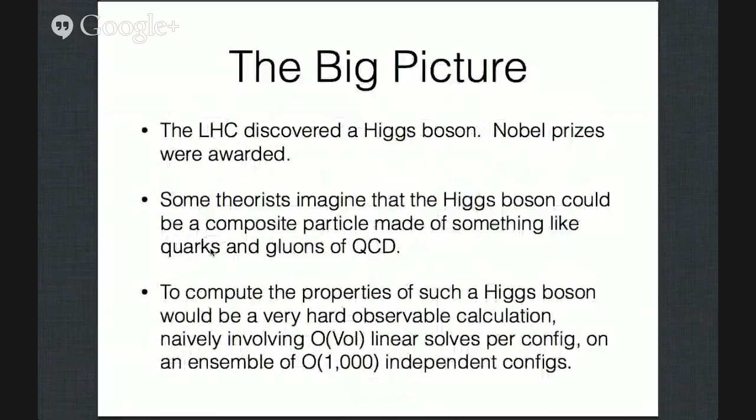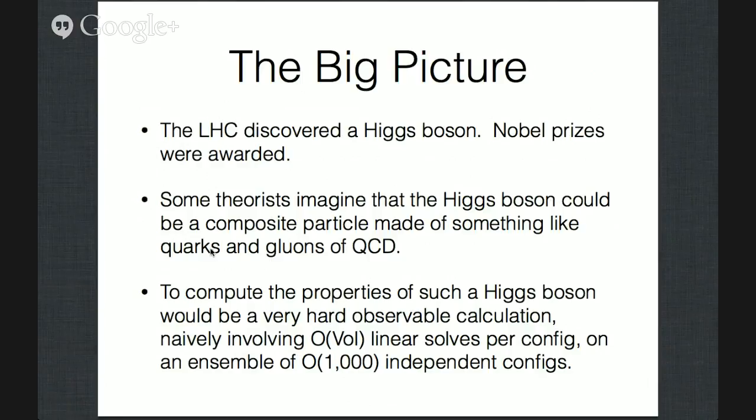The LHC discovered a Higgs boson, which is a scalar particle in quantum field theory. We tend not to like fundamental scalar particles. Maybe that view is changing now that we've discovered one. But if you're the kind of person that doesn't like, for technical reasons, thinking about scalar particles as being fundamental, you can pretend that they are some kind of composite particle made of quarks and gluons like you would have in QCD. And so one can imagine that if you could find the right theory, the right kind and number of quarks and gluons, then you might want to study the properties of this composite Higgs boson on the lattice.